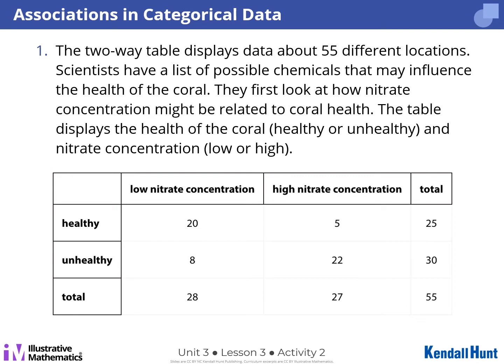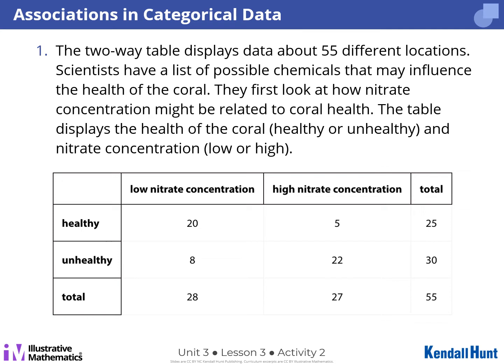To explore more about association, we're going to look at some scientific data. This table displays data of 55 different locations of coral in the ocean. Scientists have a list of possible chemicals that influence the health of coral. They first look at how nitrate concentration might be related to coral health. The table displays the health of the coral, healthy or unhealthy, and the nitrate concentration. Is it a low nitrate concentration or a high nitrate concentration?